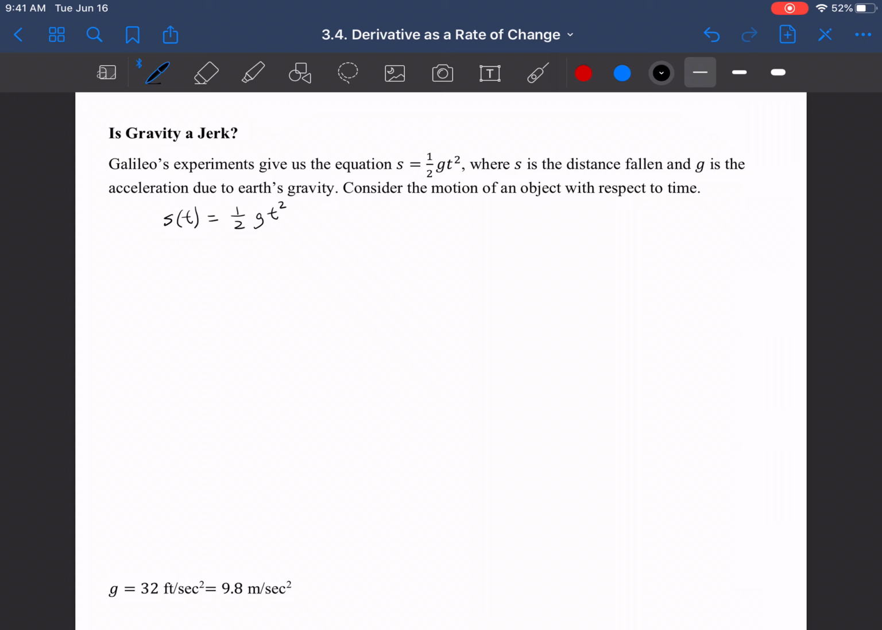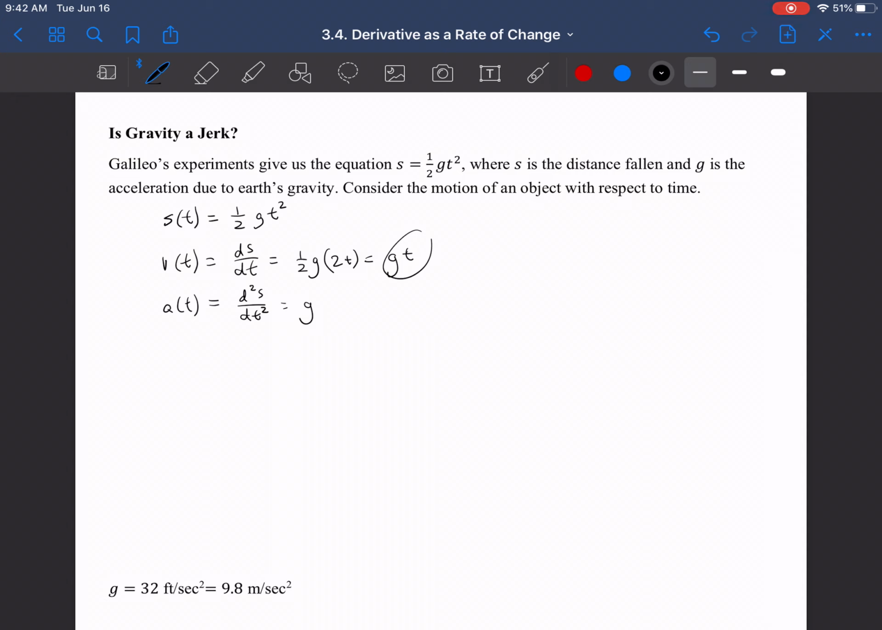The first time derivative of this will give us velocity, which is ds/dt. As we take the derivative with respect to time, we get 1/2 g. Those are constants. The time is the thing that's changing, and that becomes 2t. And so this just becomes gt. To get acceleration, we take one more time derivative. So this is d2s/dt squared, taking another derivative. The derivative of t is just 1. So this is just g.